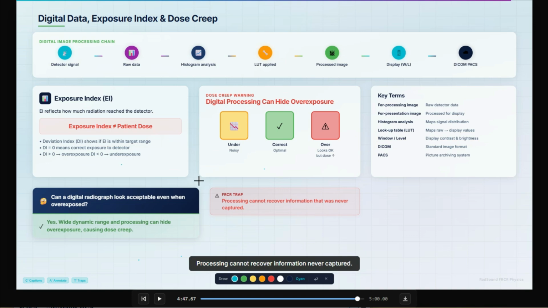Remember this trap: processing cannot recover information that was never captured. Meaning that with an underexposed image, we cannot recover detail, because we didn't expose the object to the proper radiation dose that will give a quality image. So we cannot process anything to get a quality image post exposure.